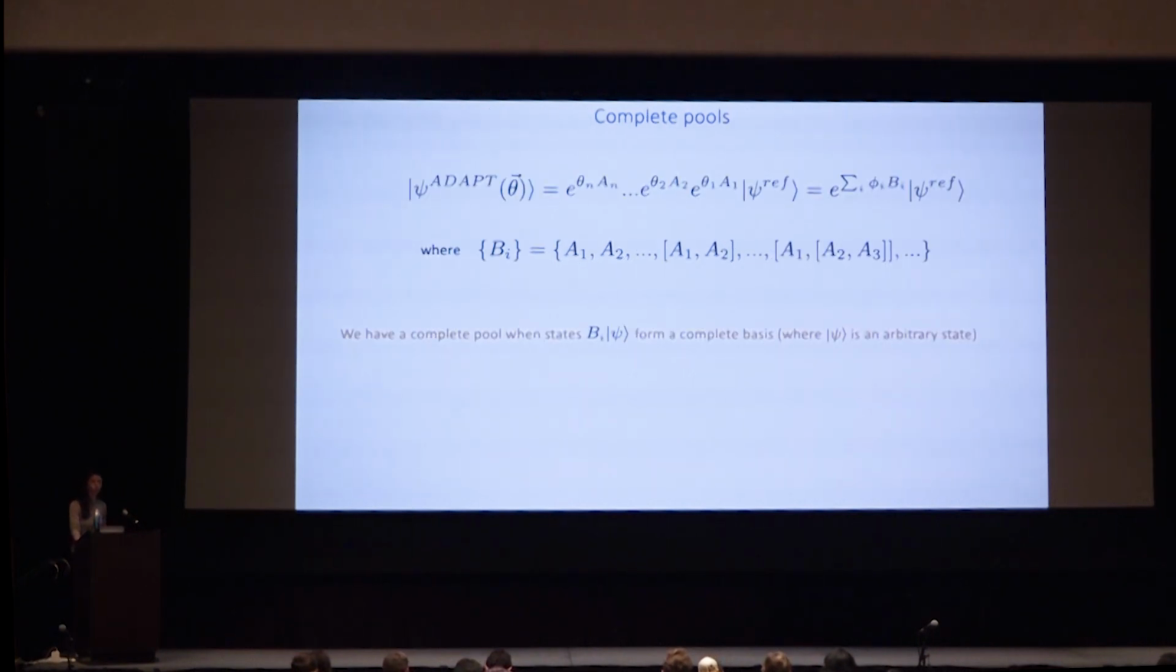We have the notion of complete pools, which do exactly what I mentioned. Basically, you have complete pools when you take a full algebra and apply it to a random state, and you can get to any other state. And one question you can ask is, how big are these pools? Because if you remember, I need to do a measurement for every operator in the pool. So I don't want to do more measurements than I need to do in running my algorithm.